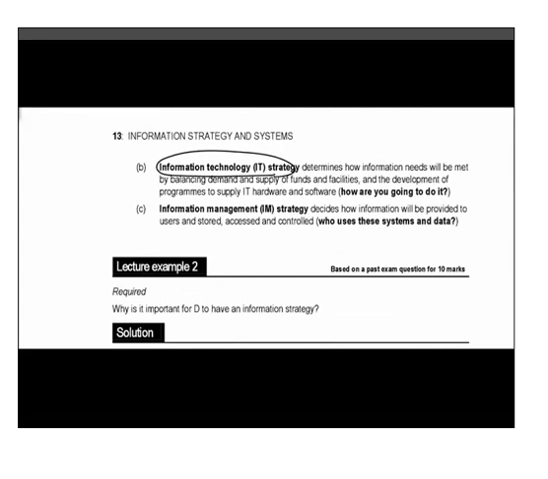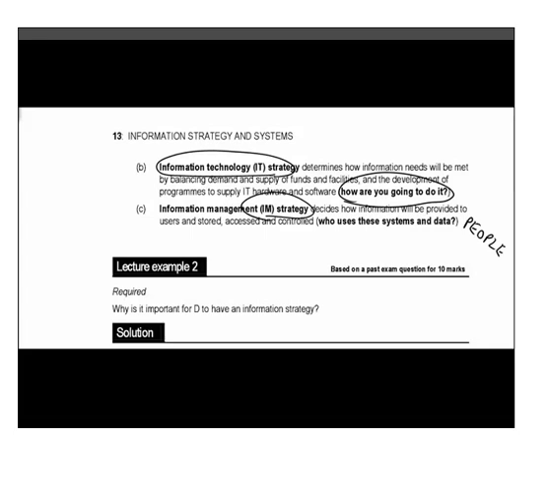And then the final aspect is information management strategy, your IM strategy, which is actually about the people side and how the information is going to be stored and managed, who's going to have access to it, what security you're going to have in place, what sort of operating procedures you're going to have in place. So who is going to use these systems and data, and how are they going to use it? And you need to deal with all three aspects in order to have a coherent information strategy.